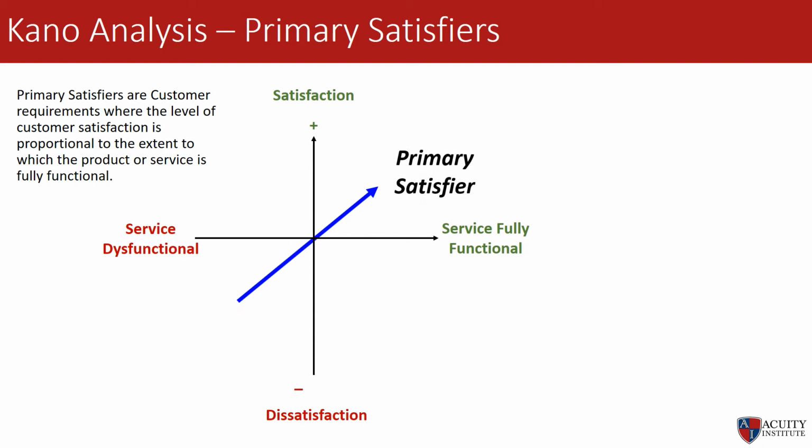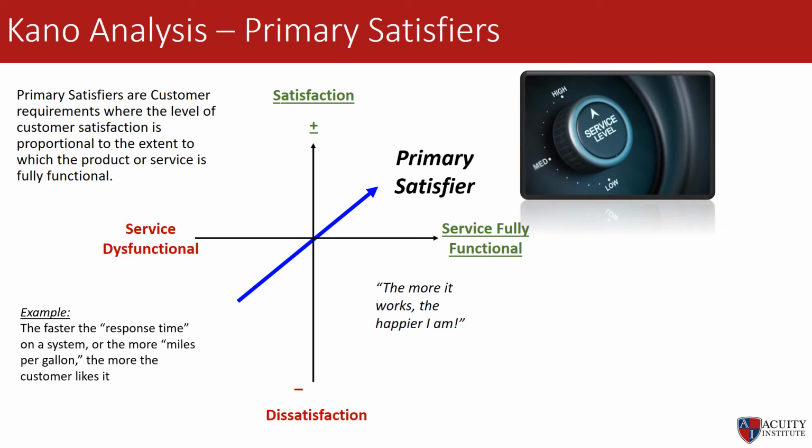Primary satisfiers are customer requirements where the level of customer satisfaction is proportional to the extent to which the product or service is fully functional. The horizontal axis of the diagram indicates how fully functional a product or service is. The vertical axis indicates how satisfied the customer is. The line going through the origin at 45 degrees represents the situation in which customer satisfaction is directly proportional to how fully functional the product or service is.